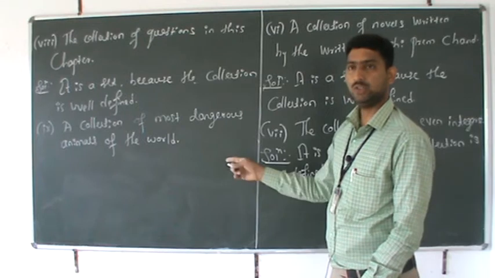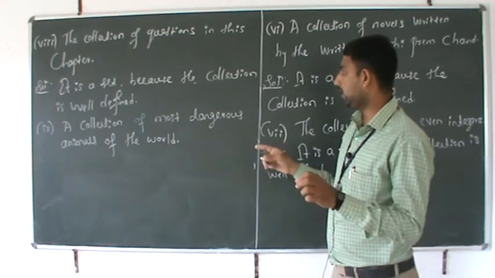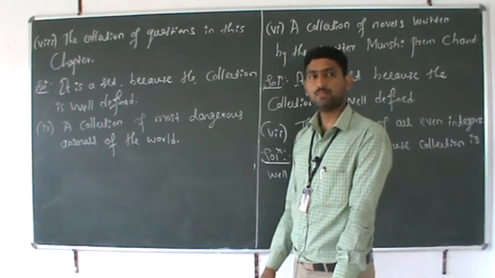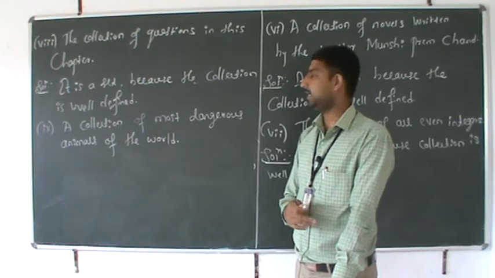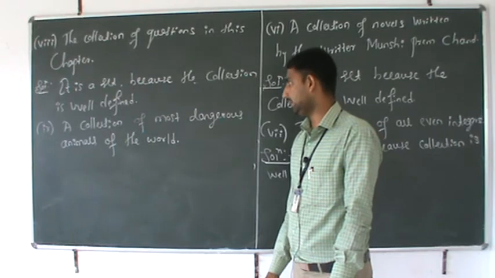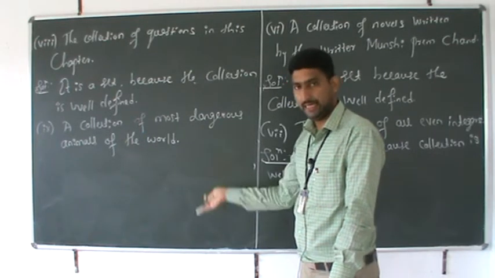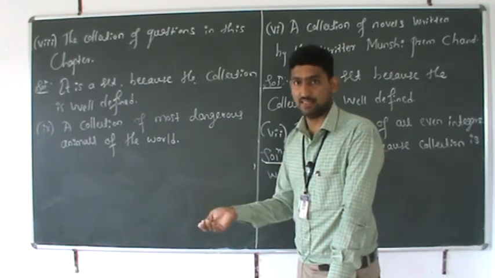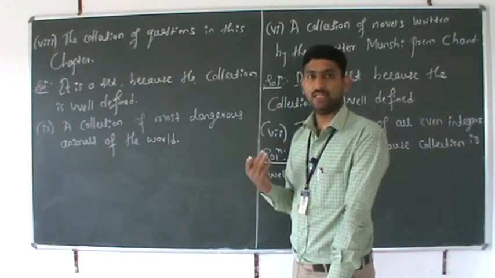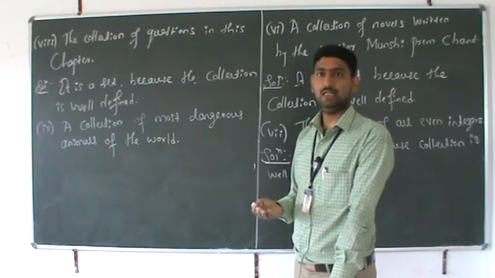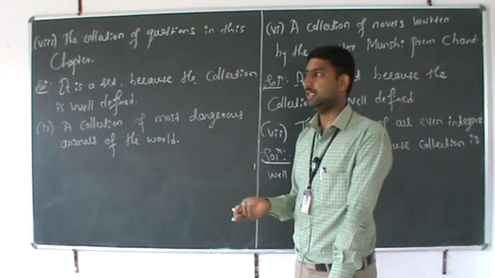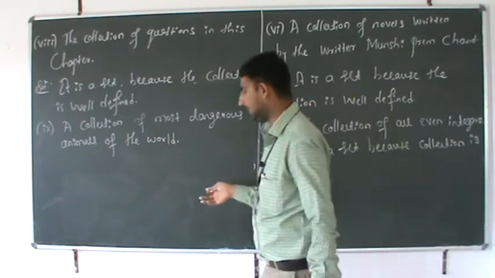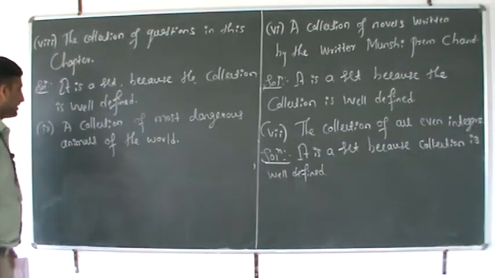Why? Because here also the collection is not well defined. If you consider most dangerous animals, if you consider lion or tiger, everyone should agree those are among the most dangerous animals. Therefore, the collection is there, but it is not well defined, or the collection varies with the person. The list of dangerous animals may change from person to person, so there will be no accuracy. Where there is no accuracy, it is not a set. Therefore the collection of most dangerous animals of the world is not a set.